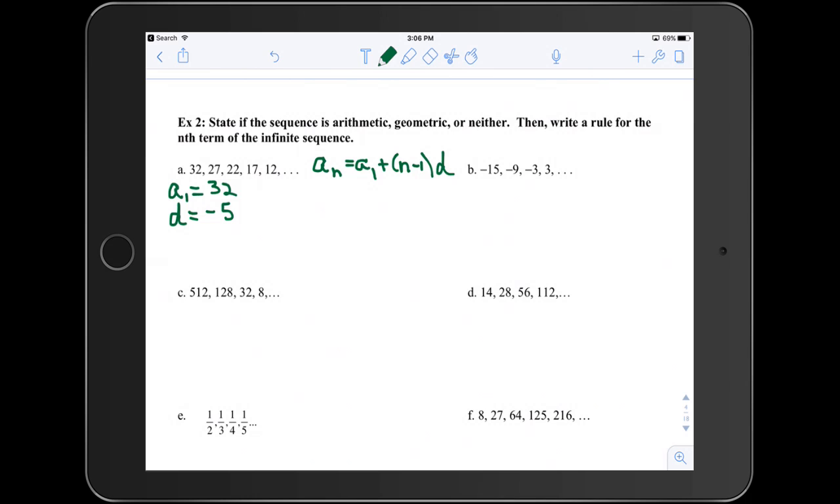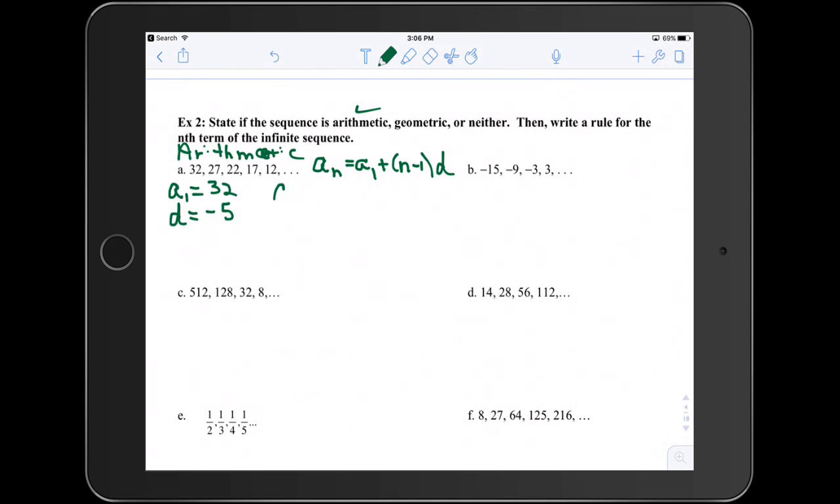And we know it's arithmetic. Actually, I'm going to write that up here. Arithmetic. Okay, so that's an E right there. That's lovely. So state whether the sequence is arithmetic, geometric, or neither. So we did that. Then write a rule for the nth term. So you should have an n in the actual rule.